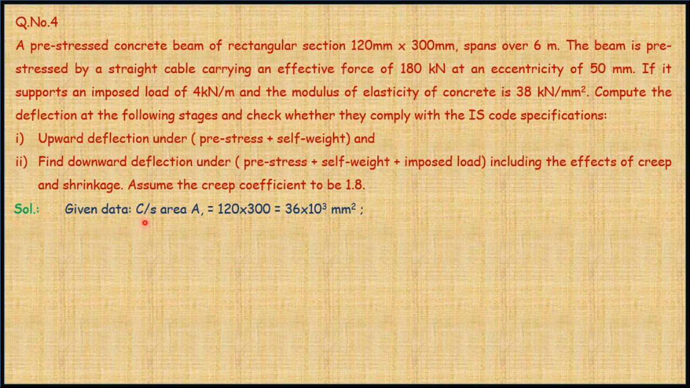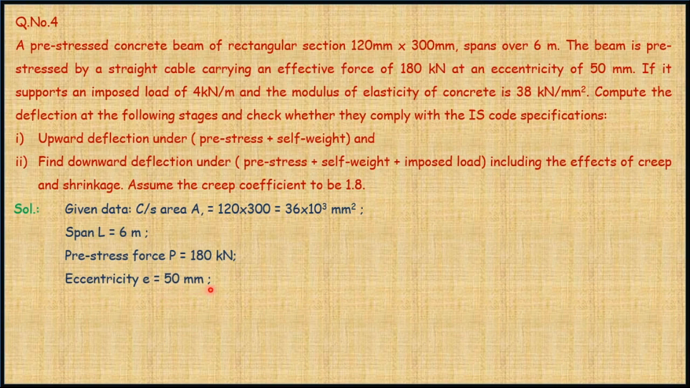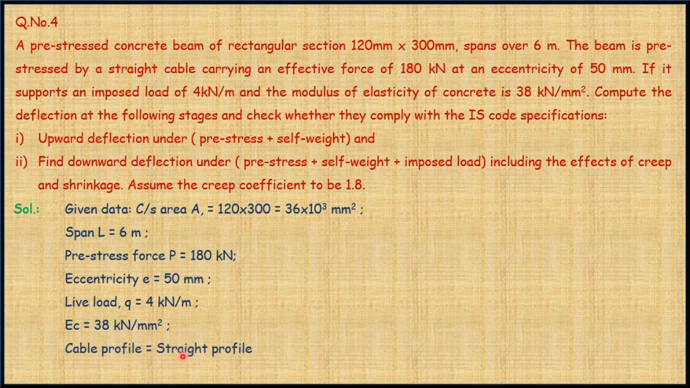Solution. So given data, cross sectional area A, 120 into 300, is equal to 36 into 10 raised to 3 mm square. Span is L, 6 meters. Pre-stress force is P equal to 180 kilonewton. Eccentricity e is equal to 50 mm. Live load Q equals 4 kilonewton per meter. Ec, that is modulus of elasticity of concrete, is equal to 38 kilonewton per mm square. Cable profile is straight profile, which is given in the question. So moment of inertia when we calculated for the section, I is equal to 270 into 10 raised to 6 mm raised to 4.